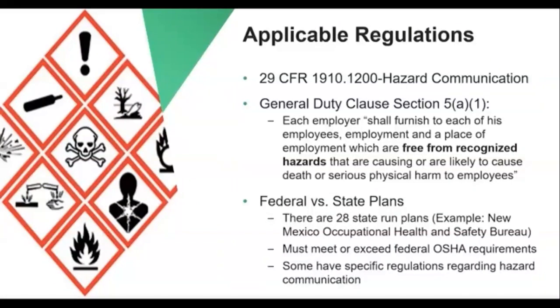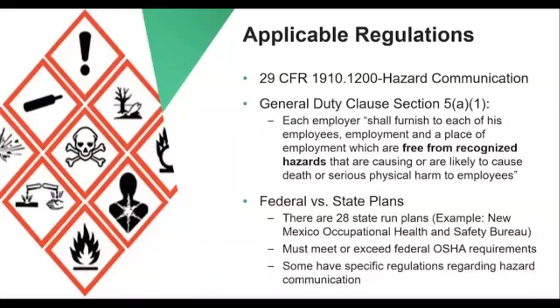Other potential regulations that could be used by an OSHA professional if they were citing a facility, of course, is the general duty clause. They can use the general duty clause to categorize a place of employment that is free of recognized hazards. So you can use that to categorize different types of potential injuries or hazards that could cause injuries.